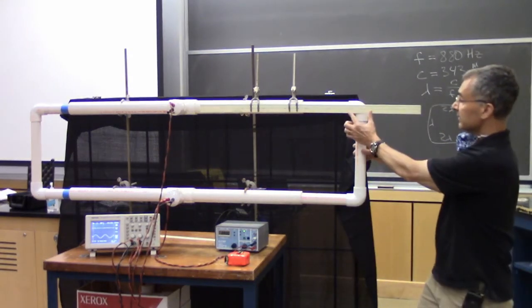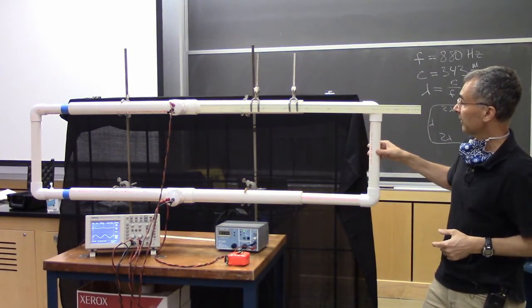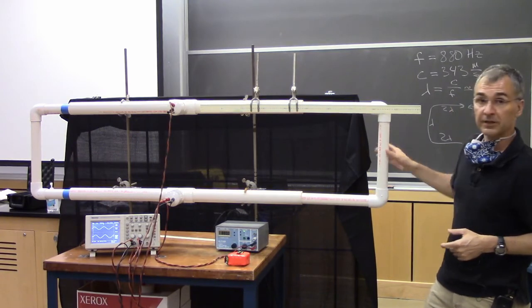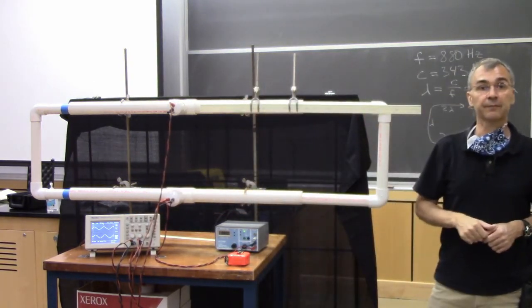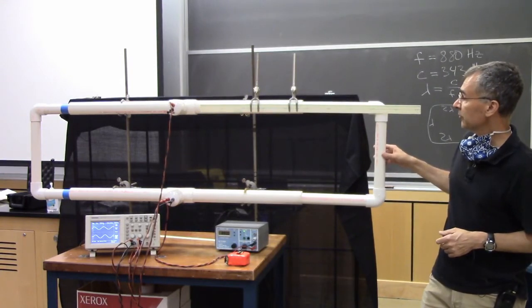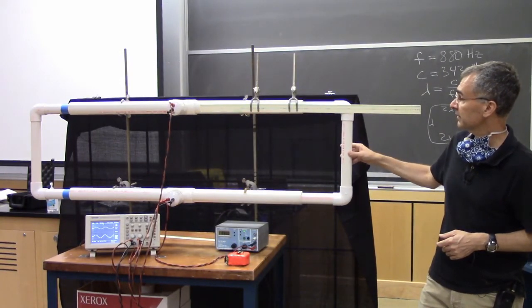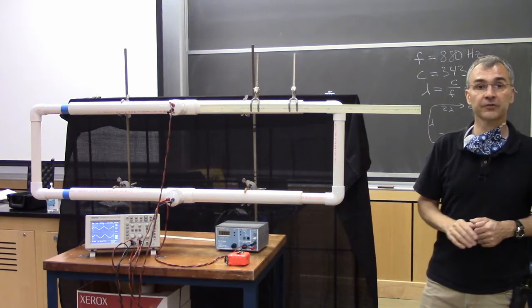And then we'll go out another 10 centimeters. And this should be constructive interference again. And indeed, you see the big wave there again. And then we can go back to the original, where it's constructive.